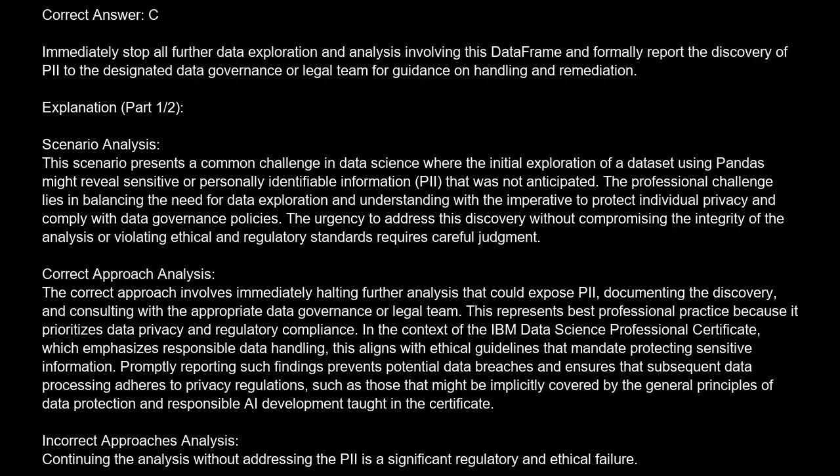Promptly reporting such findings prevents potential data breaches and ensures that subsequent data processing adheres to privacy regulations, such as those that might be implicitly covered by the general principles of data protection and responsible AI development taught in the certificate. Incorrect approaches analysis. Continuing the analysis without addressing the PII is a significant regulatory and ethical failure.